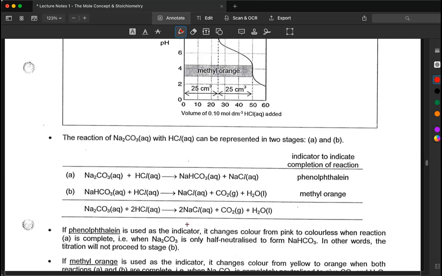Once you see the distinct color change, you stop. Then it will not proceed with stage B.